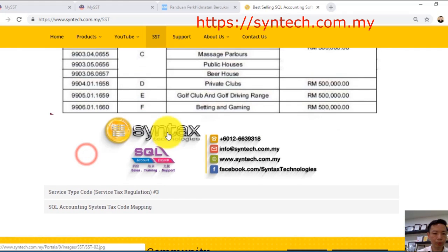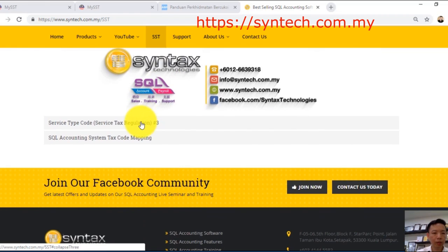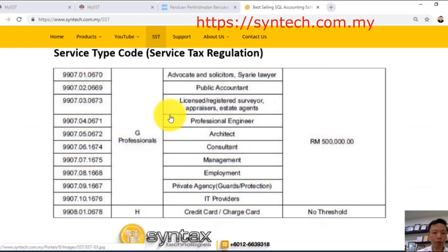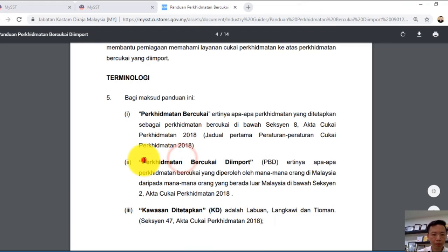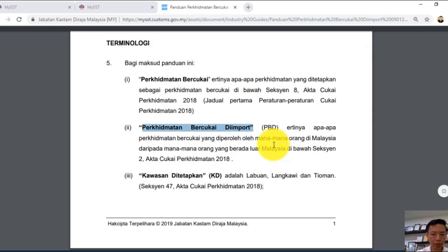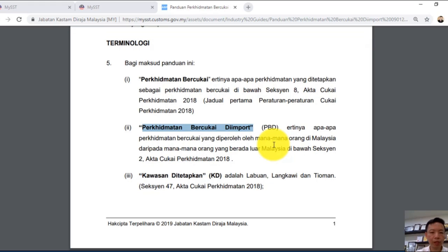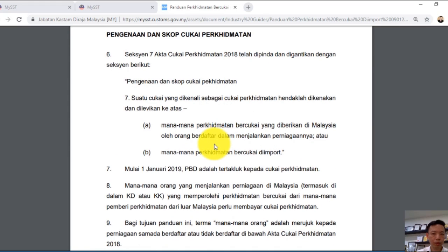Then number 2 is another set of taxable services: accommodation, food and beverage, and so on. Number 3 is professional services, such as public accountants and IT. So these are all taxable services. Now you understand taxable service already. The next step is to understand importation of taxable service, meaning that you are in Malaysia and you receive the taxable service from a service provider from overseas. Then this is called importation of taxable service. Others you can read through, no problem.